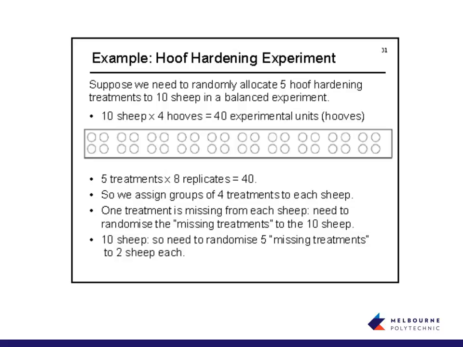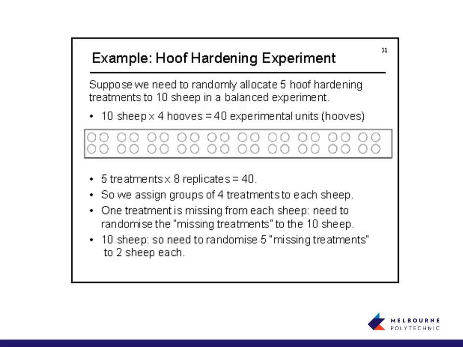Let's look at this first example. We want to test 5 different methods for hardening the hooves of sheep. So the best case situation would be to have 4 treatments to test, and we'd test each one on a sheep at the same time. We'd randomly select a hoof on each sheep and apply 1 hardening treatment to each hoof. Then we'd be able to compare it on every sheep. That would be absolutely ideal because we'd be removing sheep to sheep variation.